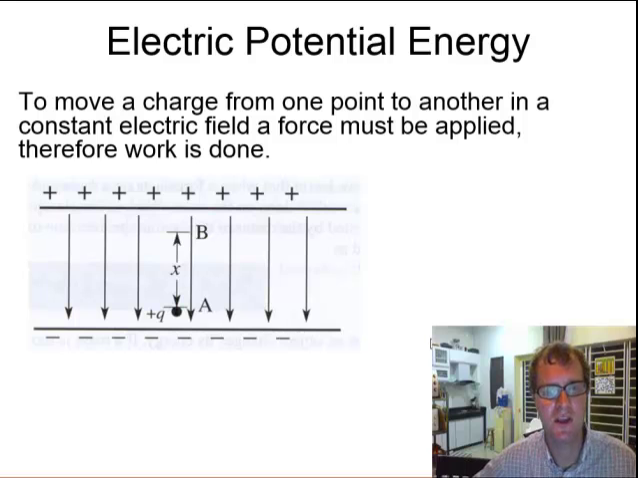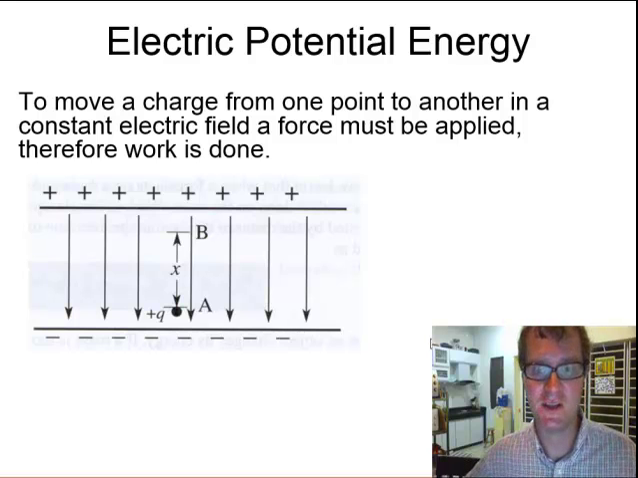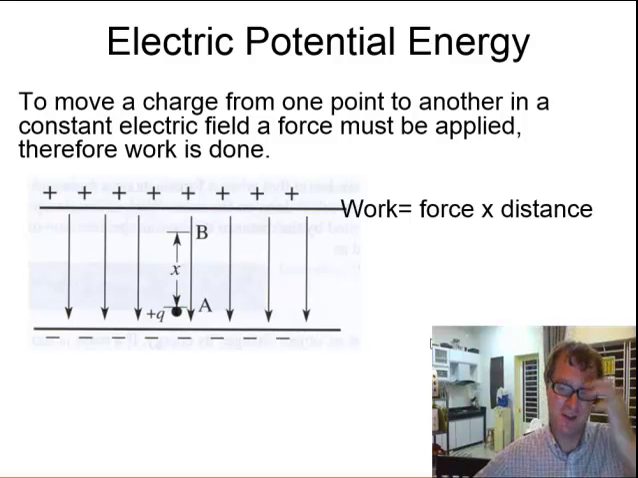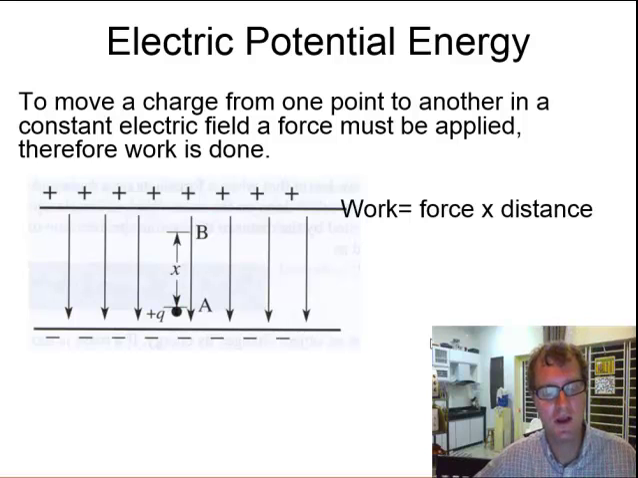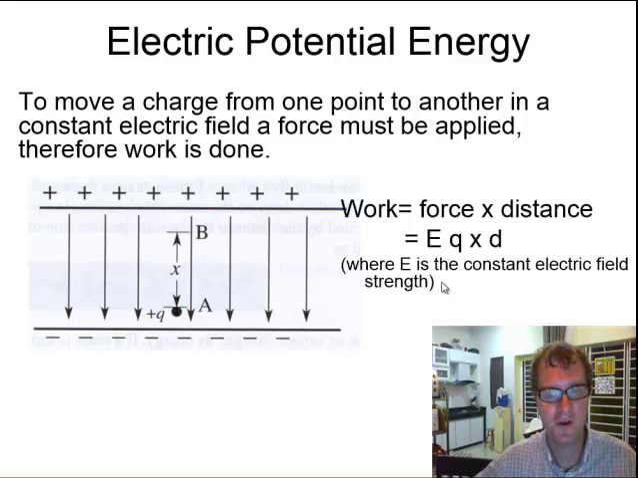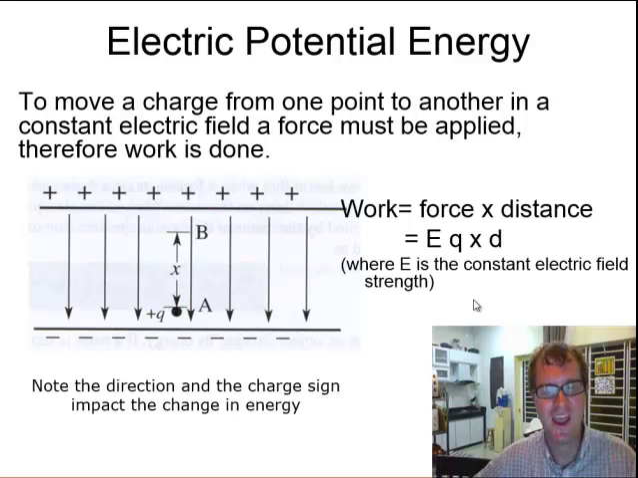Now we can calculate how much energy change is taking place. The energy change is equal to work, and work is equal to force times distance. Because we have a uniform electric field, with constant electric field strength, it is quite simple: the electric field strength multiplied by the charge of the object gives us the force, and multiplying that by the distance gives us the amount of work done. That tells us how much electric potential energy change has taken place in that motion.